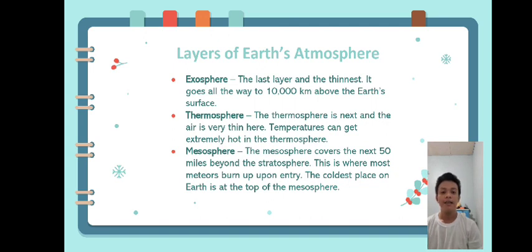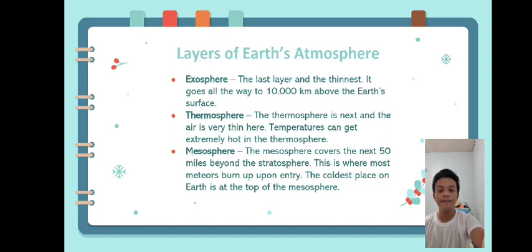outer space. Next is the mesosphere. The mesosphere covers the next 50 miles beyond the stratosphere. This is where most meteors burn up upon entry. So, before the asteroids or meteors enter the Earth's surface, masusunog siya because of the mesosphere. It protects us from those asteroids or meteors. And the coldest place on Earth is at the top of the mesosphere. So, pinaka-top ng mesosphere, doon mararamdaman yung lamig niya, yung pinakamalamig na layer doon.